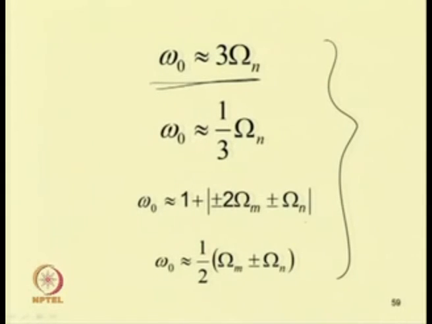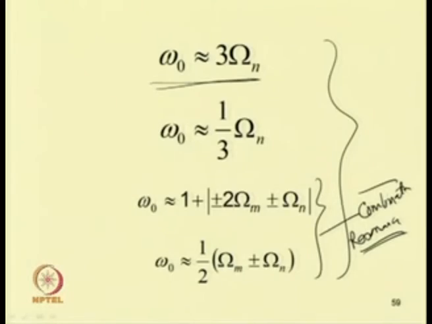Similarly, one can see this condition, that is omega 0 equal to 1 plus minus 2 omega m plus minus omega n, and omega 0 nearly equal to half omega m plus minus omega n. So these are primary resonance and these are combination resonance. As we are taking a combination of two frequencies here, this is the combination resonance condition. So, one can have primary resonance and combination resonance in this case.